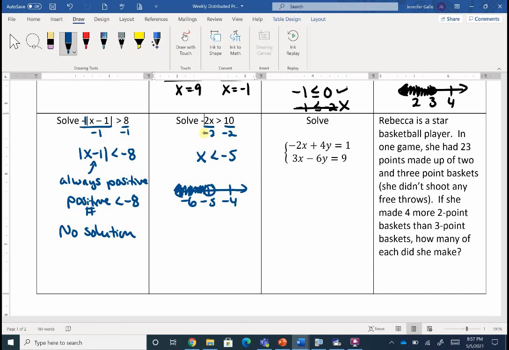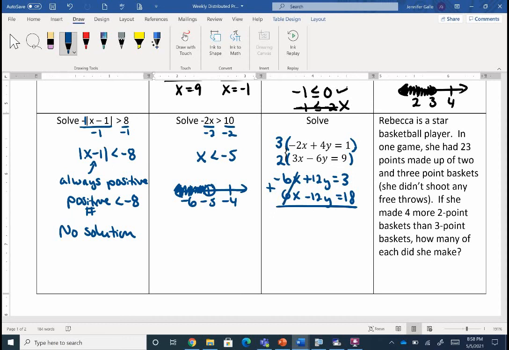So what I'm going to do is turn the x coefficients into -6 and +6. So I'm going to multiply the first equation by +3, and I'll get -6x plus 12y will equal 3. Then the second equation I'm going to multiply by +2, so I get 6x minus 12y equals 18. When I add those two together, the -6x and +6x will be eliminated, and that was our goal.